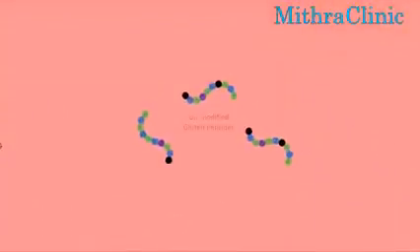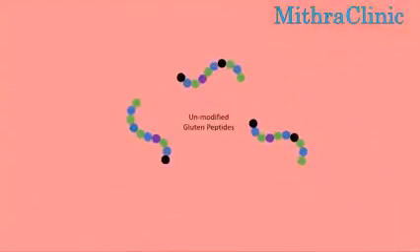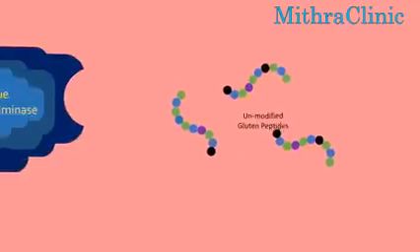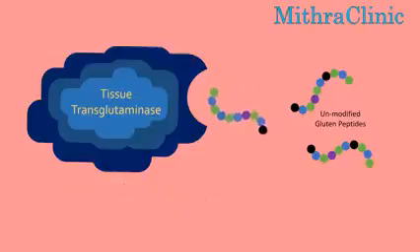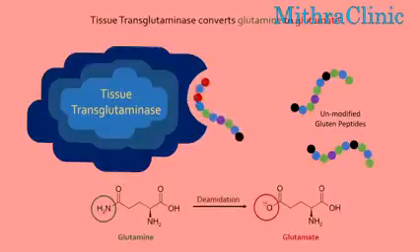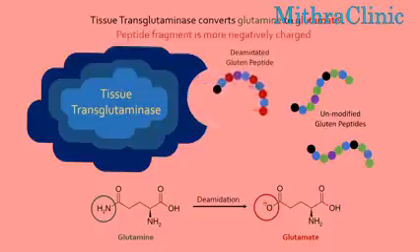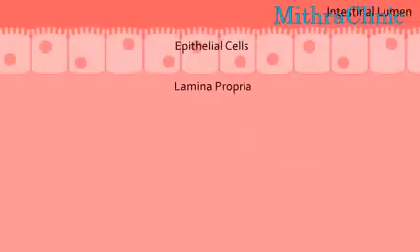Once inside the lamina propria, these peptides are then modified by an enzyme called tissue transglutaminase, which is normally found within cells but released inactive during tissue damage. This enzyme changes the glutamine residues to glutamate, resulting in a more negatively charged peptide fragment. Remember this step, it will be important later. Now the immune system gets involved.